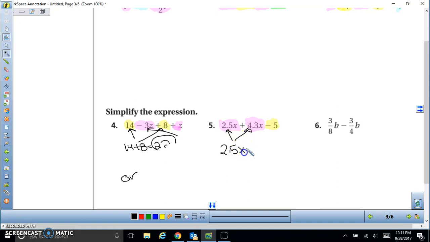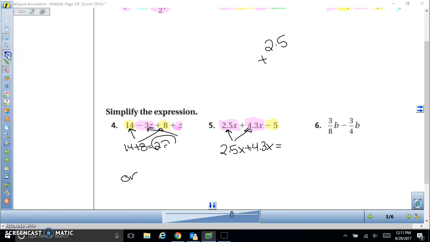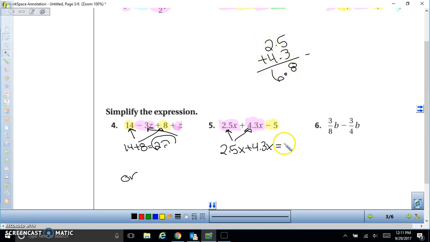2.5x plus 4.3x: they have the same sign, so we're just going to add them together. Let me give myself room for some scratch work. 2.5 plus 4.3. 5 plus 3 is 8. Carry down that decimal. 2 plus 4 is 6. This is 6.8x. The x tags along with them because they are like terms. Now we're going to rewrite our algebraic expression to say 6.8x minus 5, because you still have to have that yellow there. Don't forget about that yellow.